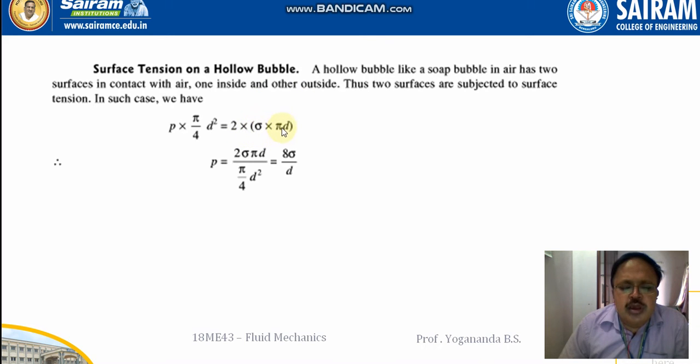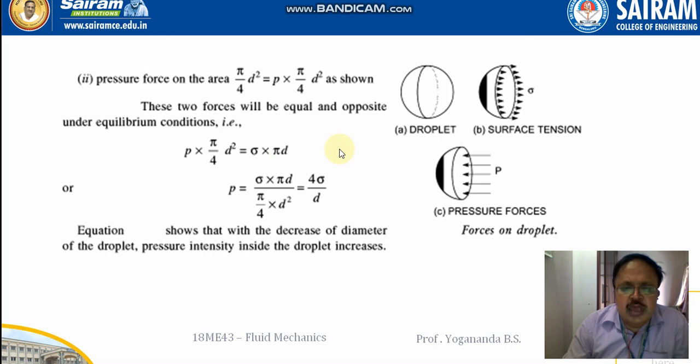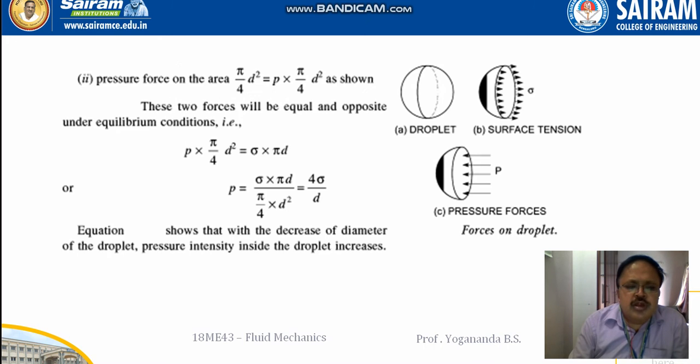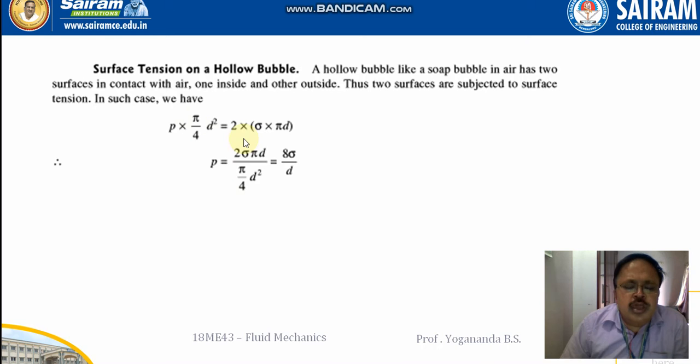So we have sigma into pi d. What we have in the case of the water droplet is sigma into pi d, because only the outer circumference is subjected to the surface tension. Now in the case of the soap bubble, both the inner and outer surfaces are exposed to the air and subjected to the surface tension, so that is multiplied by 2, and equated to the pressure force P into pi d square by 4. Simplifying, we get P is equal to 8 sigma by d. So that is the case of surface tension in a hollow bubble.